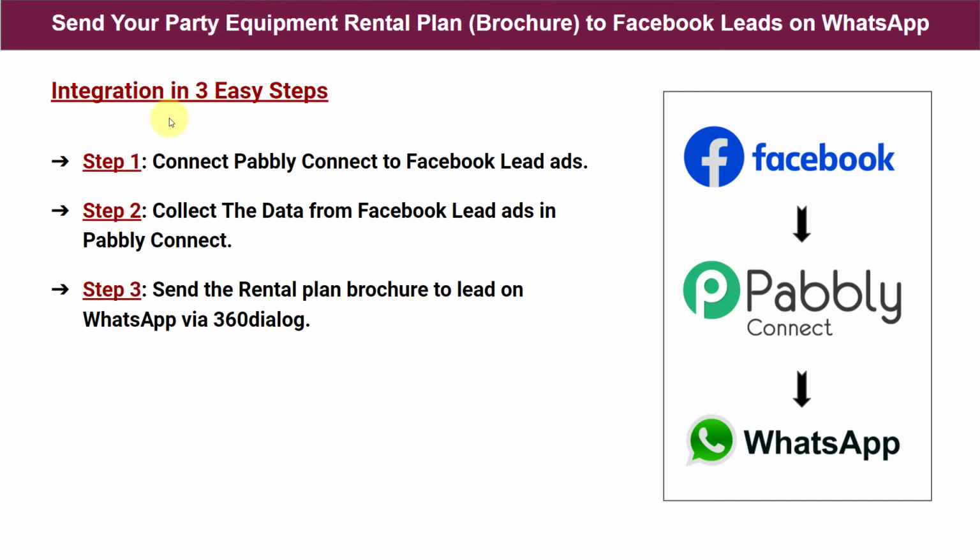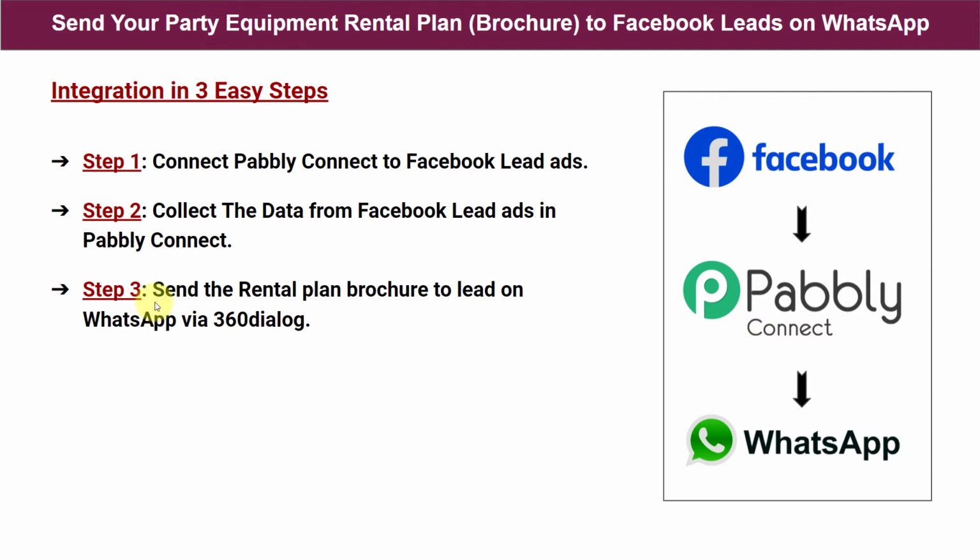So guys, these are the 3 easy steps by which you can also make this integration or connection between your Facebook lead ads and WhatsApp. So step 1 is connect Pabbly Connect to Facebook lead ads. So first of all, we are going to open Pabbly Connect and open our Facebook lead ad with Pabbly Connect. And step 2 is collect the data from Facebook lead ads in Pabbly Connect. Okay, so in the second step, we'll generate a new lead and we'll bring the data of that lead from Facebook lead ads to here in Pabbly Connect.